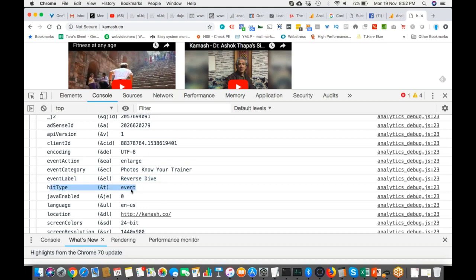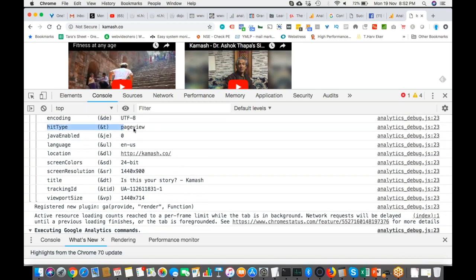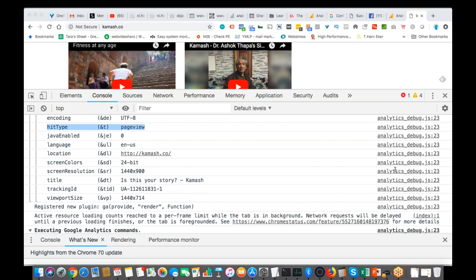Hit type is event. This time you are seeing the hit type is event. Over here, the hit type was page view. Are you seeing the difference? So this is a very interesting plugin, and this will help you understand a lot of things about what data is being sent to analytics servers. Is everybody clear with this? Ruchida, Ravi, Shobhit, Sandeepan, Sonal, everybody clear? So use this plugin to understand what kind of information is being sent, and if there is any issue, you can check it over here.